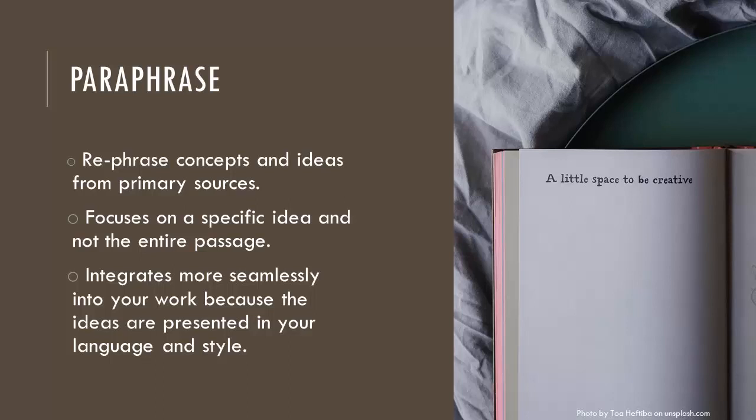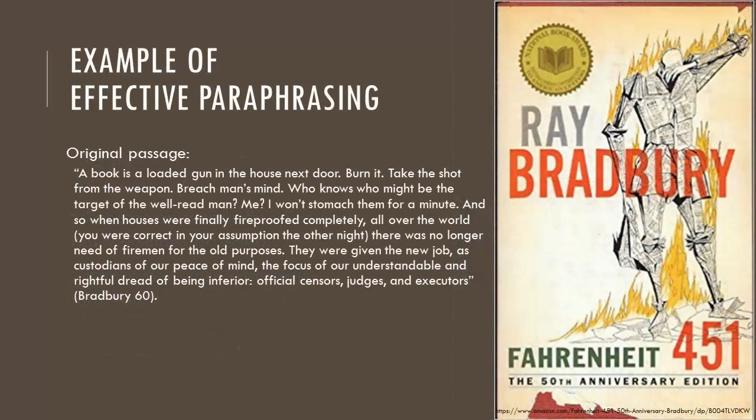Ultimately, the goal is to change the wording and the word order while maintaining the original idea presented in the passage, all without plagiarizing, so make sure to cite your source appropriately. Let's look at an example of how to paraphrase effectively. We'll start by looking at this passage from Ray Bradbury's Fahrenheit 451 with an important idea that should be paraphrased to fit into a paper.